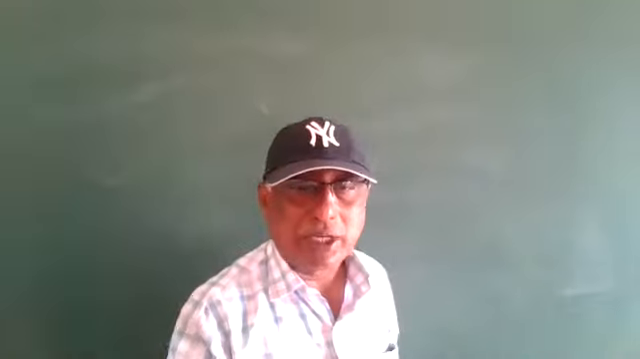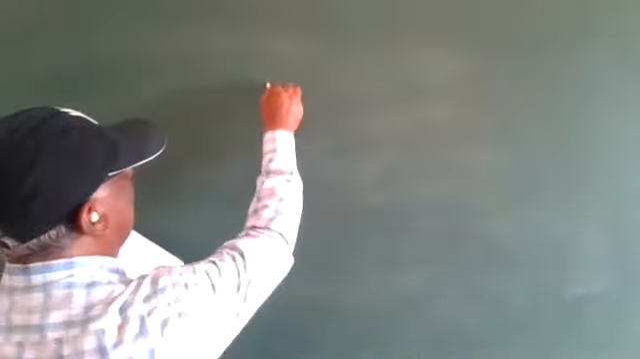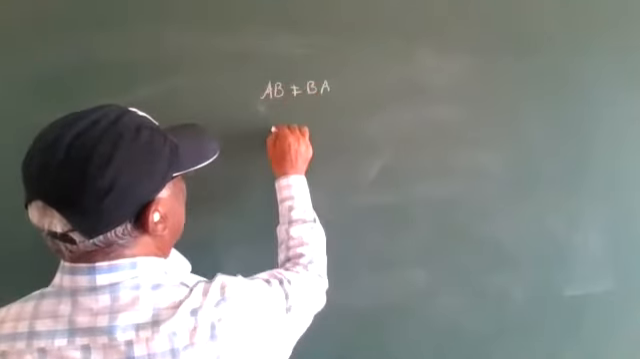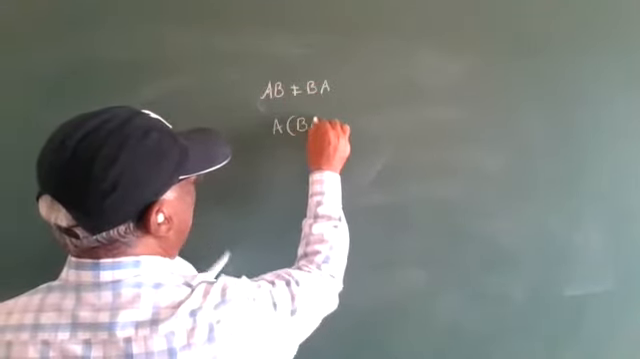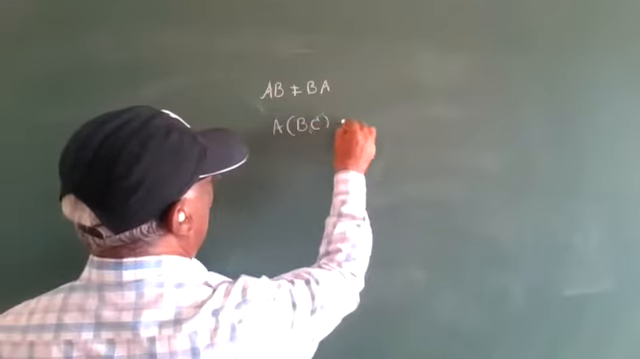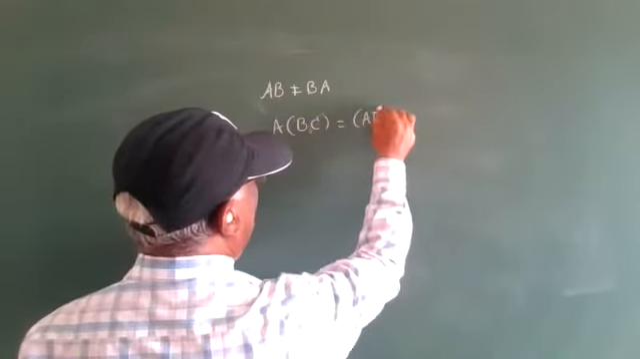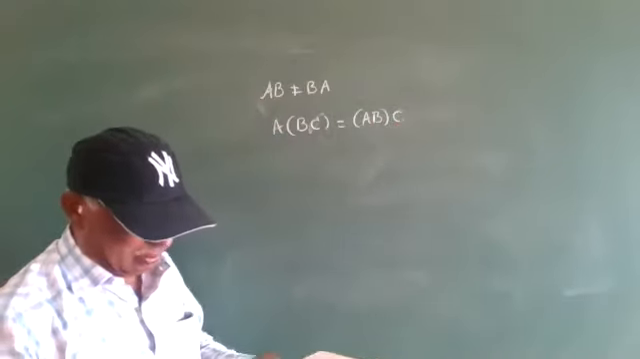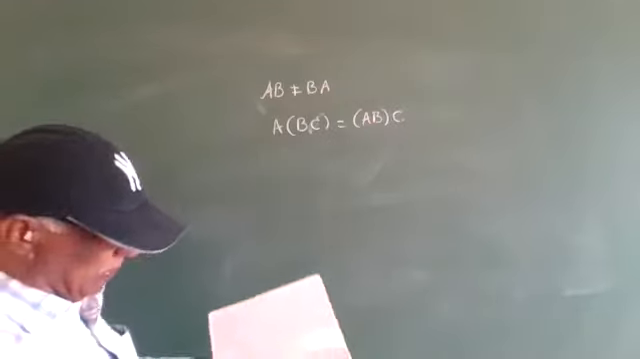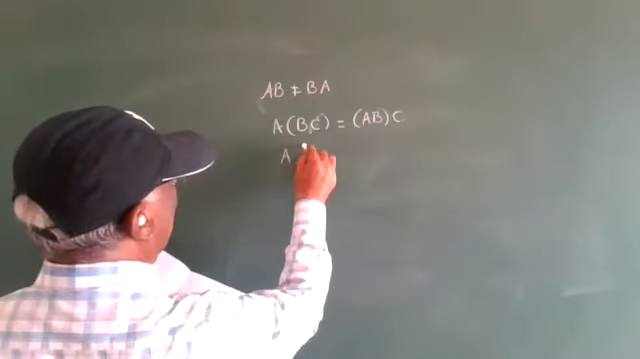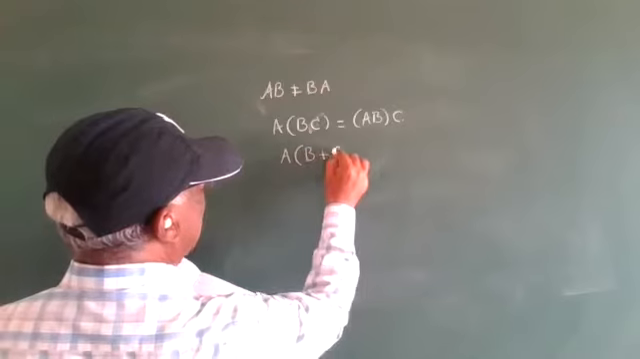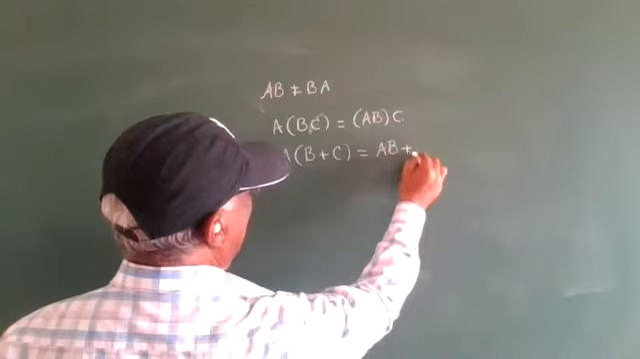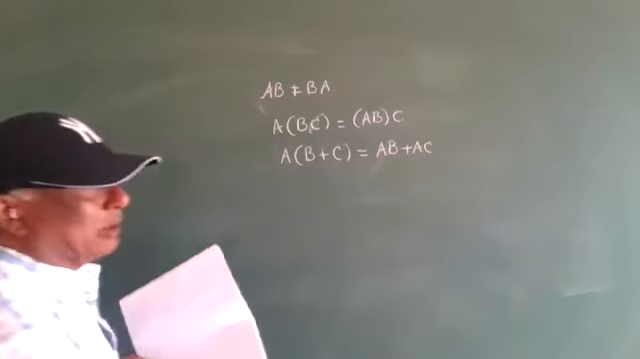It obeys the associative law. What is the commutative law? AB is not equal to BA. But it obeys the associative law: A(BC) is equal to (AB)C. In multiplication it does not obey the commutative law but obeys the associative law. It obeys the distributive law: A into (B plus C) means direct multiplication, A into B plus A into C, is the distributive law.